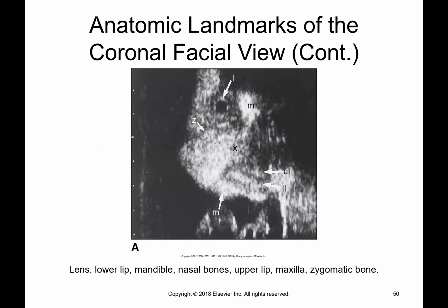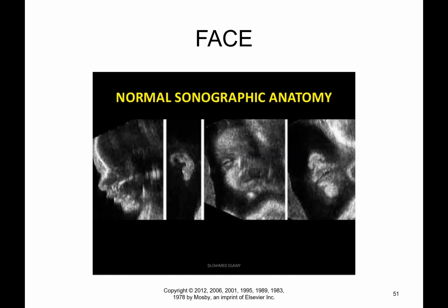Once we do a coronal face view, the next thing I like to look at is a profile of the face. I'll look at that cute little front face view, make sure it looks good, the orbits look good. And then a very important view is looking at the tip of the nose and the upper lip. The reason we do this is to rule out cleft.